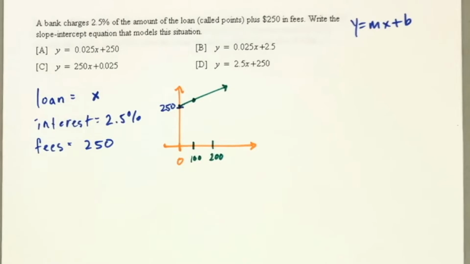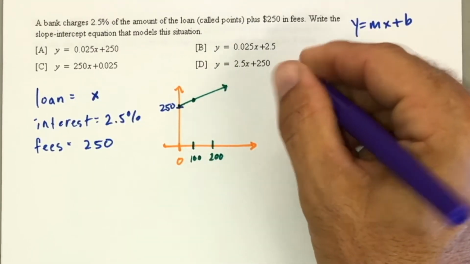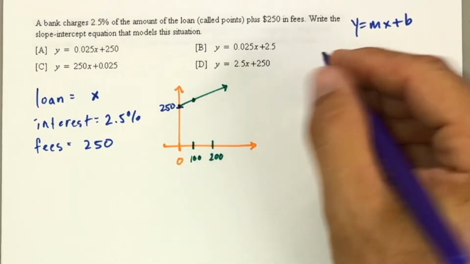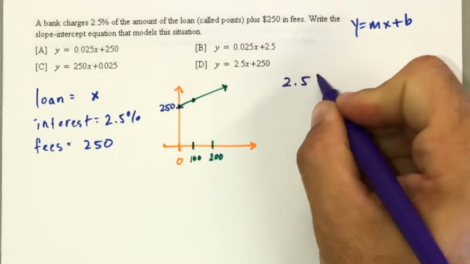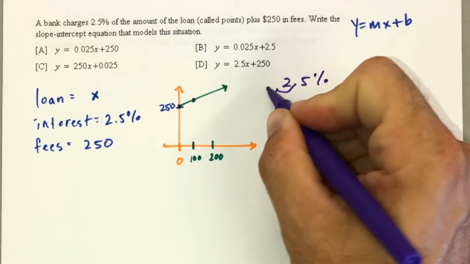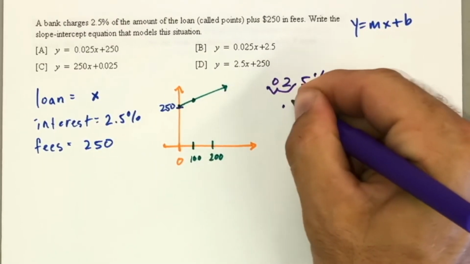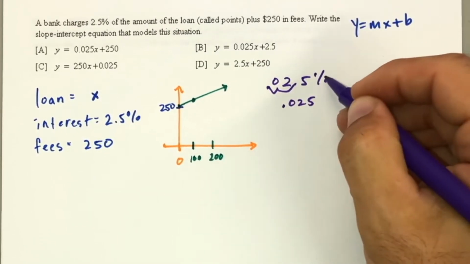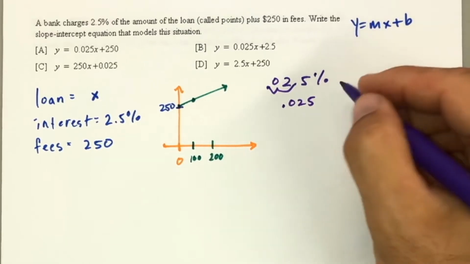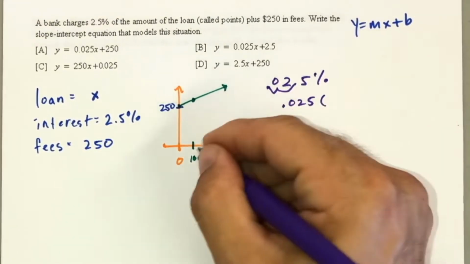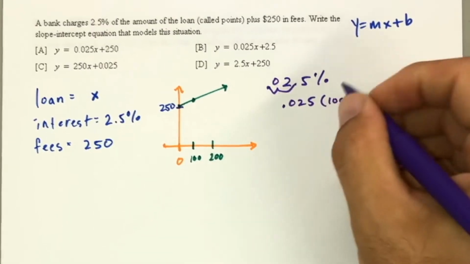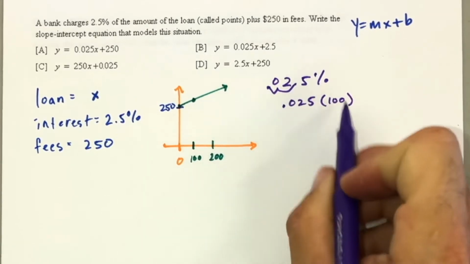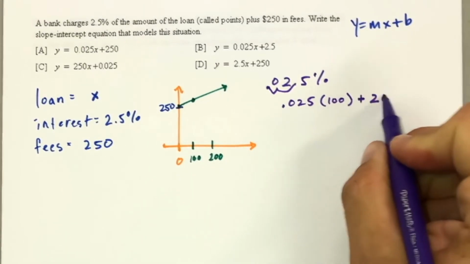So let's say we ran a simulation and said, if I'm going to take a loan of $100, this also helps me understand that I have to take my 2.5% and change that to a decimal by moving two places to the left, calling this 0.025. If I'm going to put this into my equation, I need to convert it from a percentage to a number. And if my loan was $100, I would pay 0.025, or 2.5%, of that 100 plus my 250.